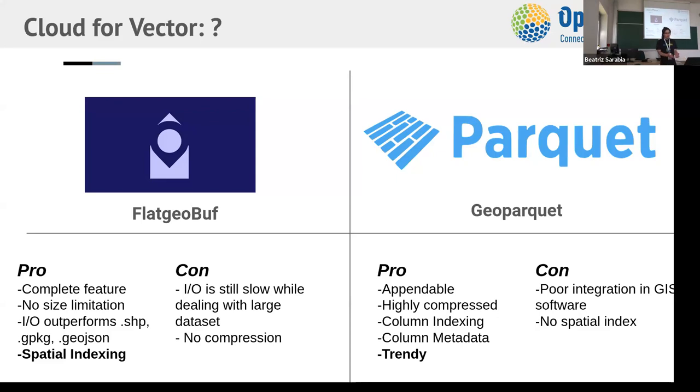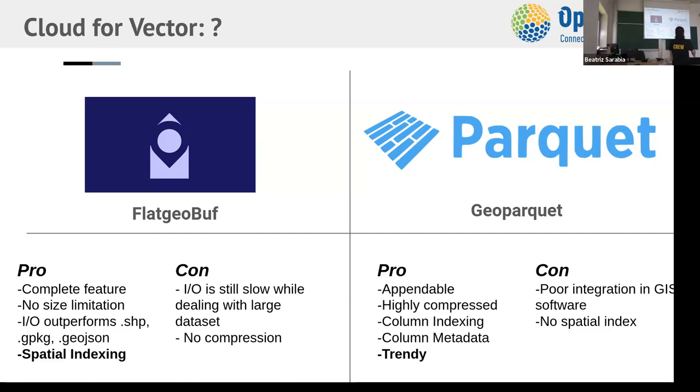But the drawback is the I/O time for a developer. I still feel it's slow when dealing with large datasets. It's still pretty slow if you want to put the LiDAR data from H5 from the GLAD group into FlatGeobuf. It will take you about 8 hours to store 100 gigabytes of data, because you have to build a special index inside the dataset, which requires a lot of computation power. And also it has no compression. So the file will be similar to GeoPackage or GeoJSON, but it's too huge.